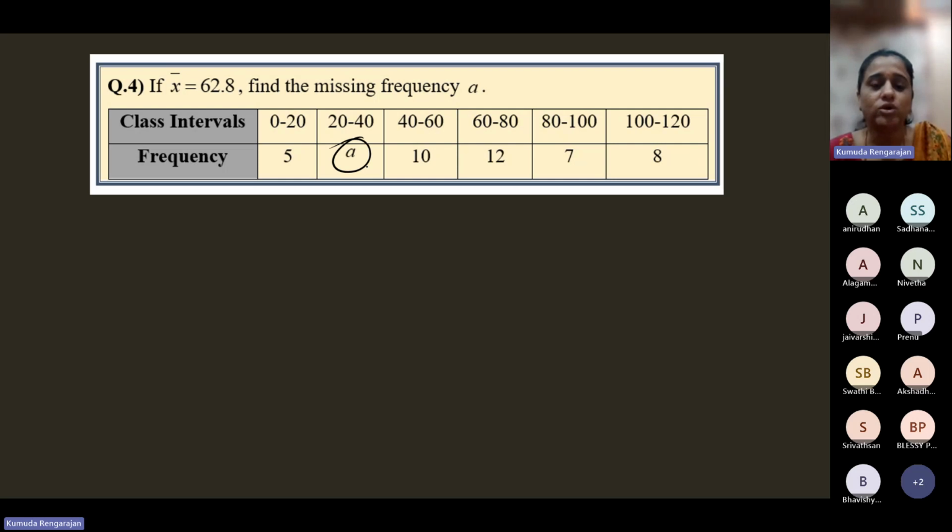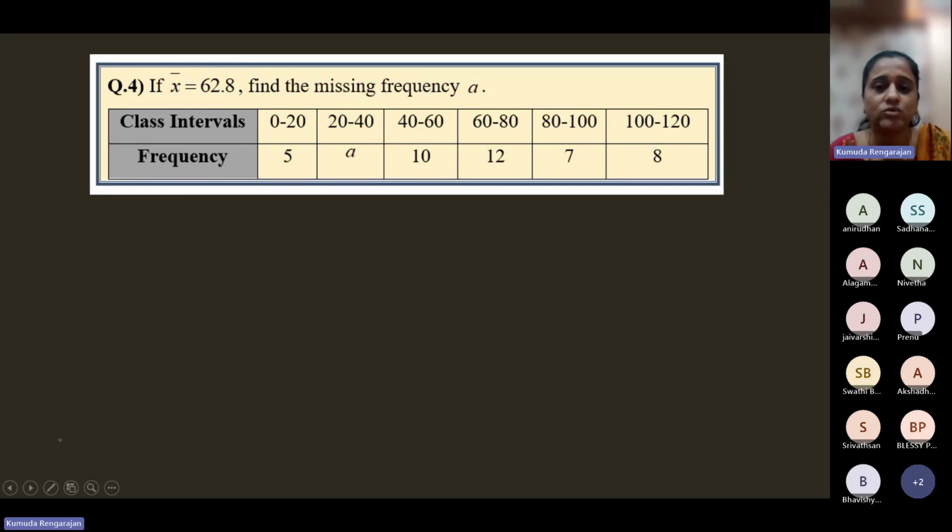If you know the total of the frequency column, say it is given as 50, then how will you find A? 5 plus 10, 15, 15 plus 12, 27, 27 and again 15, 42. So 8 directly you can find. You can just add the known frequencies, then 50 minus that will give you the value of A. So when one missing frequency you have to find, the total of the frequency column will not be given to us. Only the mean will be given.